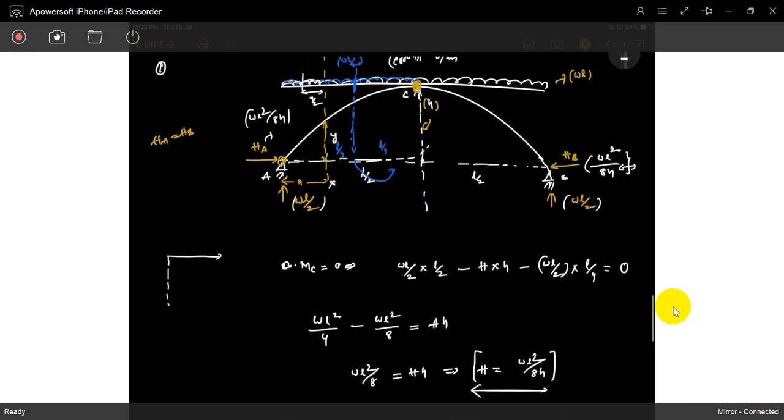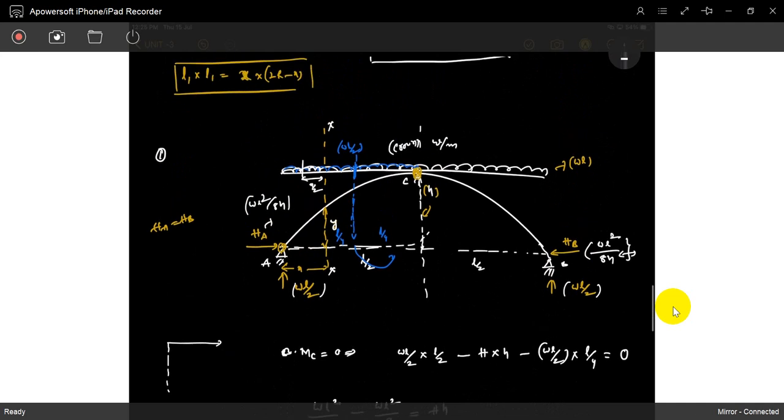So what does that mean? Bending moment is 0 everywhere. If you take this x, at xx it is 0. At xx means what? This is xx, this is also xx, this is also xx. Everything is xx, some random x. So bending moment is 0. Understood? So that means what? This is also bending moment at some x. Take this x, 0. So bending moment is 0 everywhere.